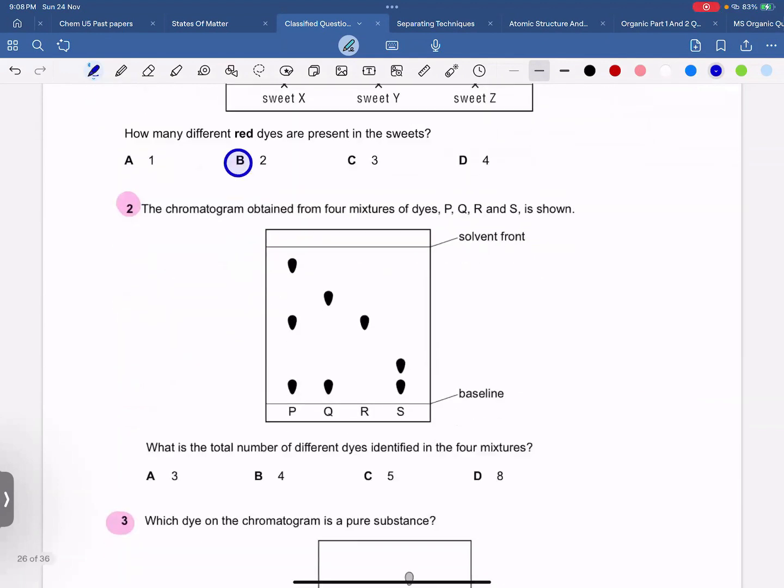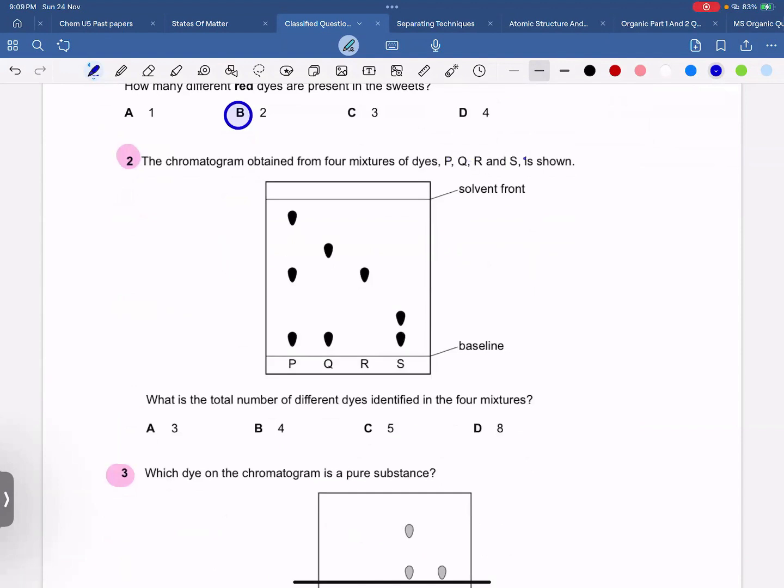The chromatogram obtained from the four mixtures P, Q, R, S is shown. What is the total number of different dyes identified for the mixtures? You have R, Q, and P. So first, this is the first dye, second dye, third, fourth, fifth. So it's going to be 5.